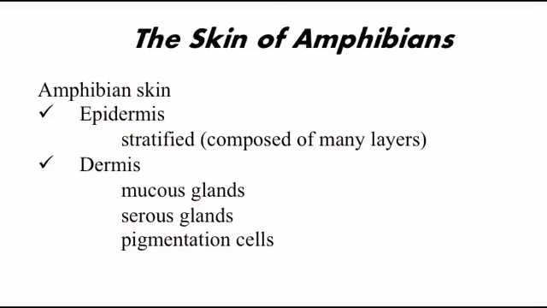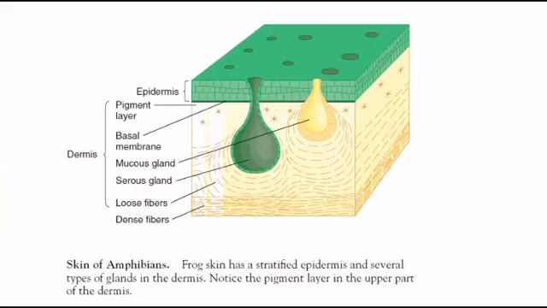Amphibian skin also has two main layers like all vertebrates. One is epidermis and the other one is dermis. The epidermis is stratified, that is, it is composed of many layers. Dermis consists of mucus gland, serous gland, and pigmentation cells.